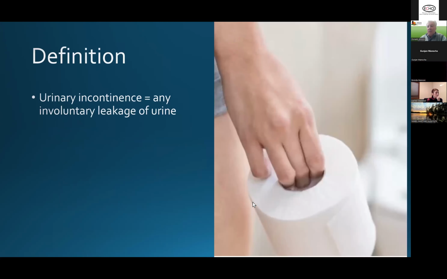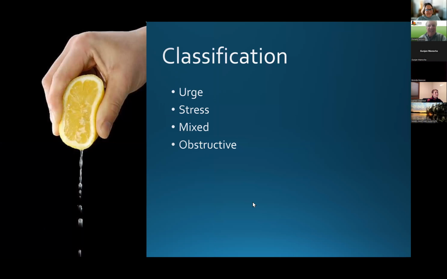So firstly, we have to have a common definition. We can consider urinary incontinence as any involuntary leakage of urine, regardless of etiology, by the way. You always hear the expression, you pee in your pants, you're so excited. So excitement could be, I guess, a reason.